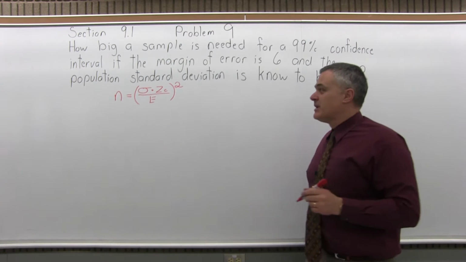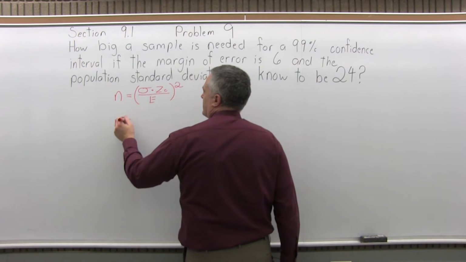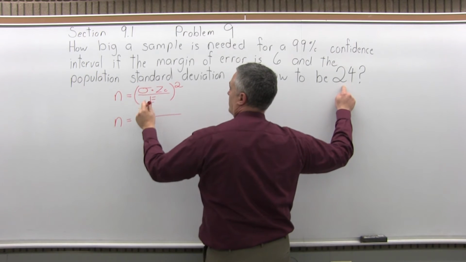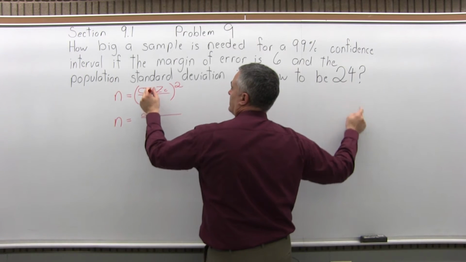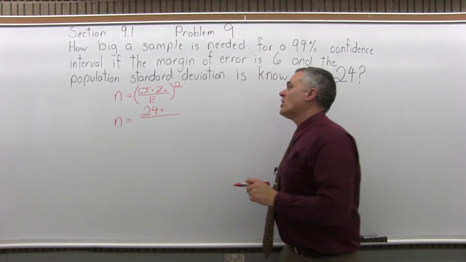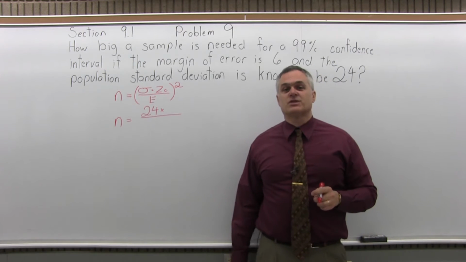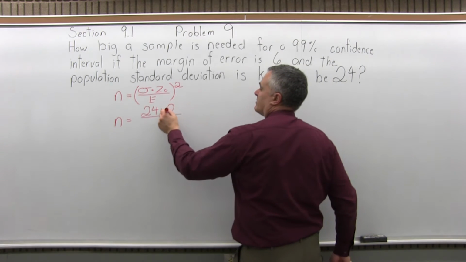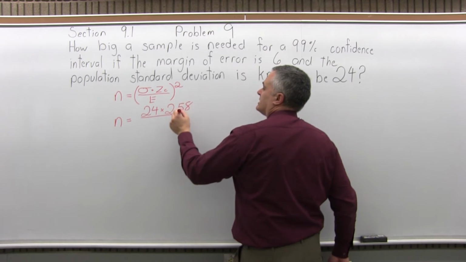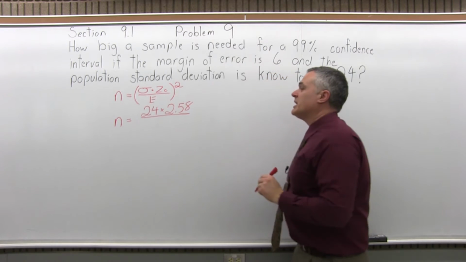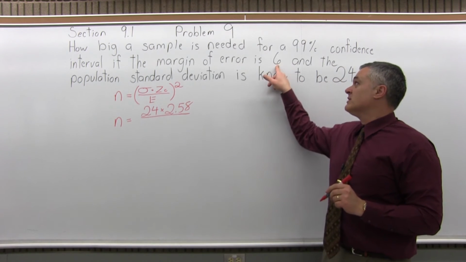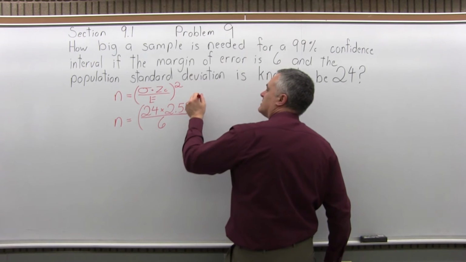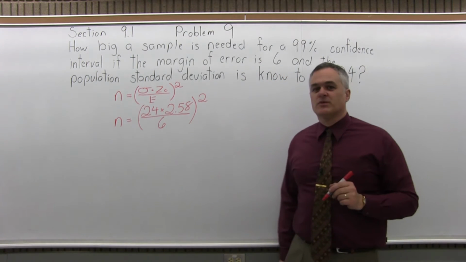So, let's fill in the parts of the formula. The size of the sample equals sigma, the population standard deviation, so that's given in the problem to be 24, times z sub c, the confidence coefficient. So we want the confidence coefficient for 99% confidence. There's a little chart in our notes, and it says for 99% level of confidence, the confidence coefficient is 2.58. And then in the denominator, e for error or margin of error, the question asks us to use a value of 6. So let's not forget to put that in parentheses and raise it to the second power. So that's how the formula fills in.